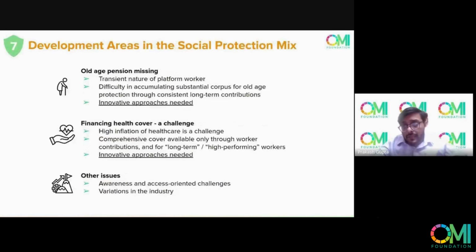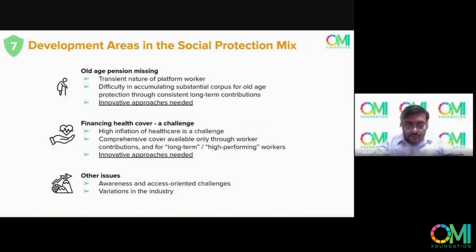Now, there are a few developing areas that we see from our findings: old age pension is consistently missing in the sector. That is largely because of the transient nature. And financing of the health cover is a challenge, as we know that inflation in the healthcare sector, particularly after COVID, has been in the double digits for the last 4-5 years, and that has increased the cost of a comprehensive health cover.